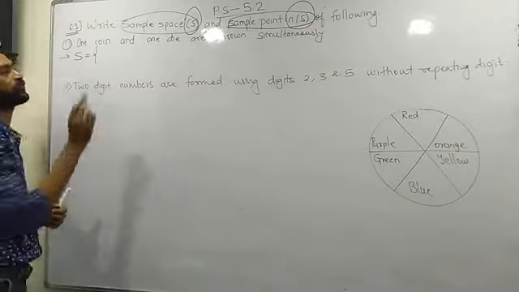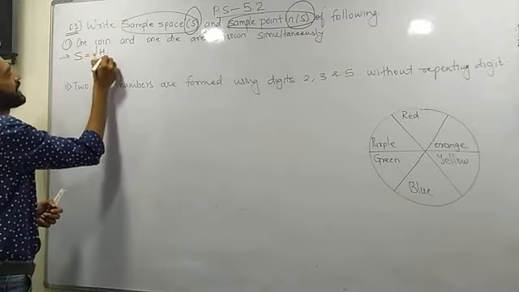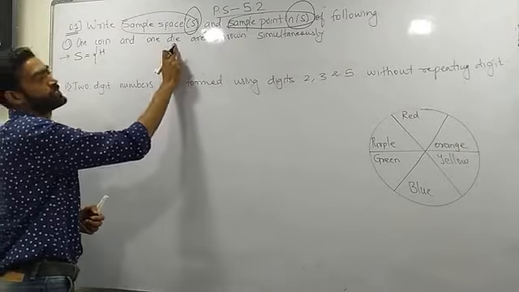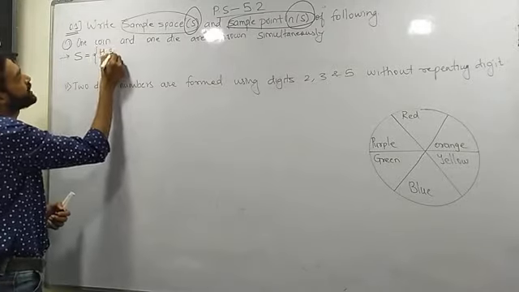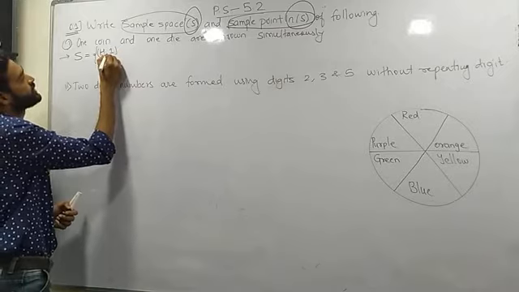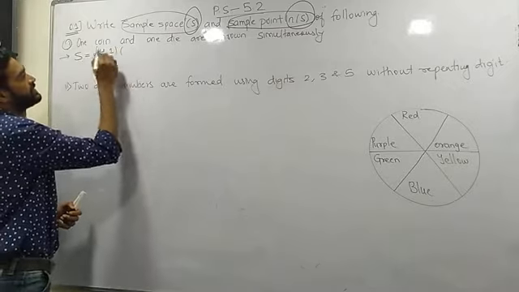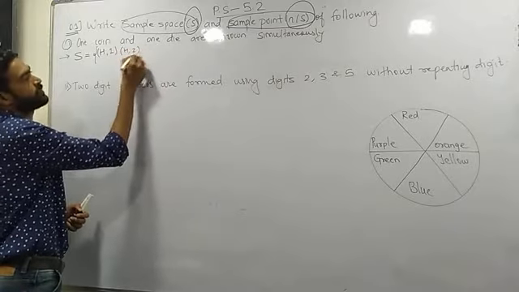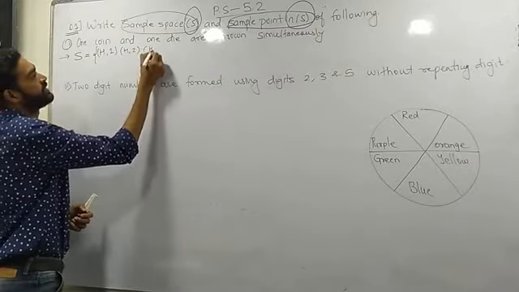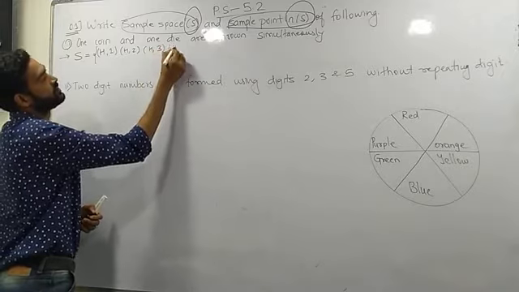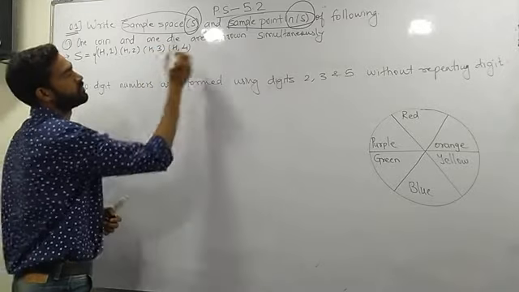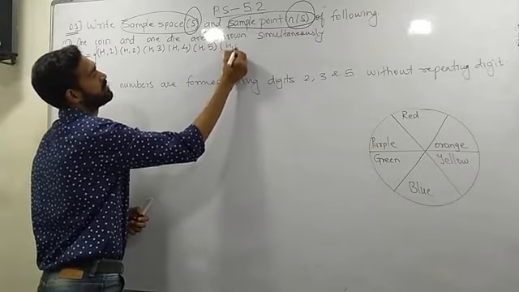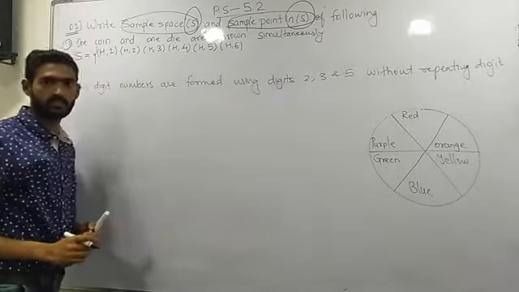Now suppose the coin gives me head, and the die gives me 1. So this gives me H1. Second time, again the coin gives me head and the die gives me 2. Then H3, H4, H5, H6.